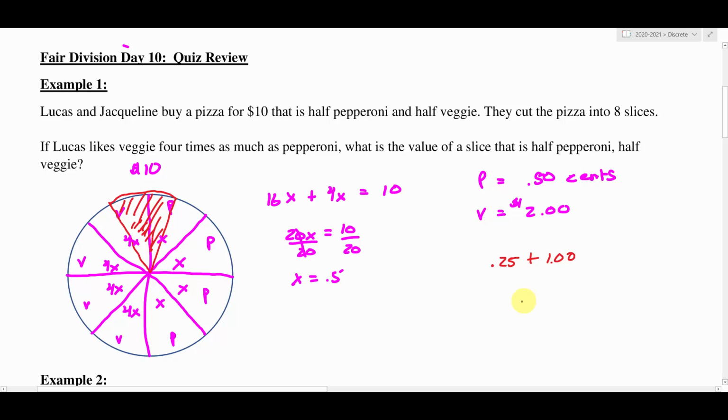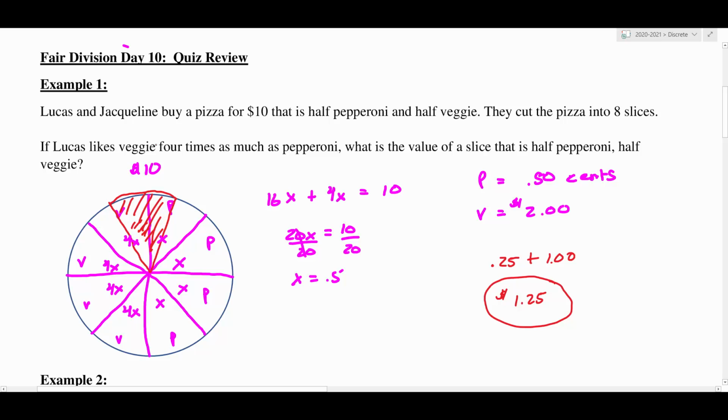Right, so if I add those two together, we get a grand total of $1.25 for a slice that is half pepperoni, half veggie. Okay, so this is the number that they are looking for. This is the slice of pizza that they're referring to in that problem.